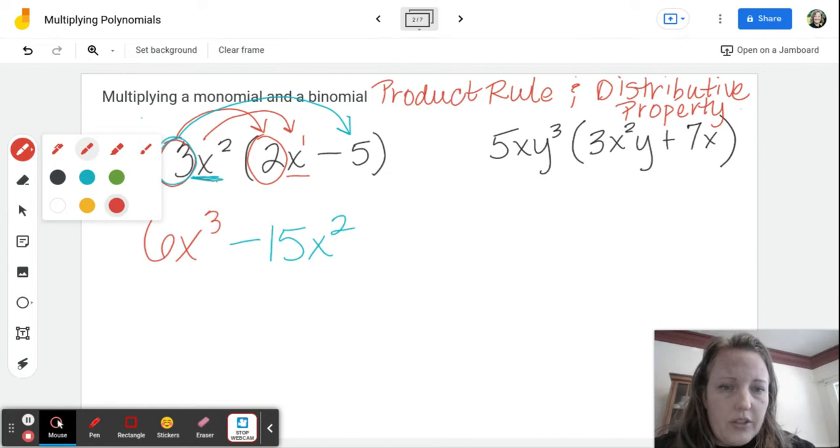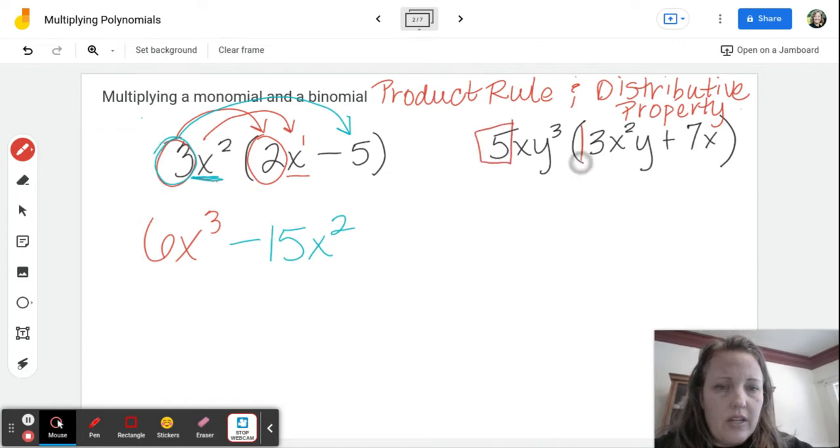Okay, so we're going to distribute 5x y to the third times this binomial, 3x squared y plus 7x. Okay, so we have a coefficient and a coefficient, and we have another coefficient over here. But let's just take these first two. I'm actually going to undo that last thing. Okay, so we're just going to focus on this times this. I'm going to go upside down since I don't have room.